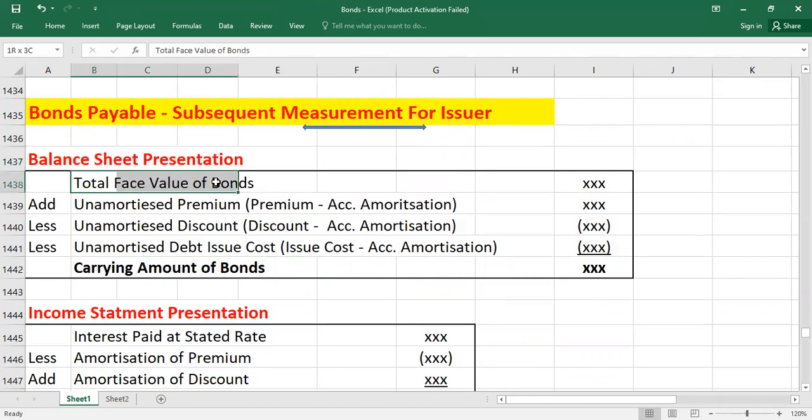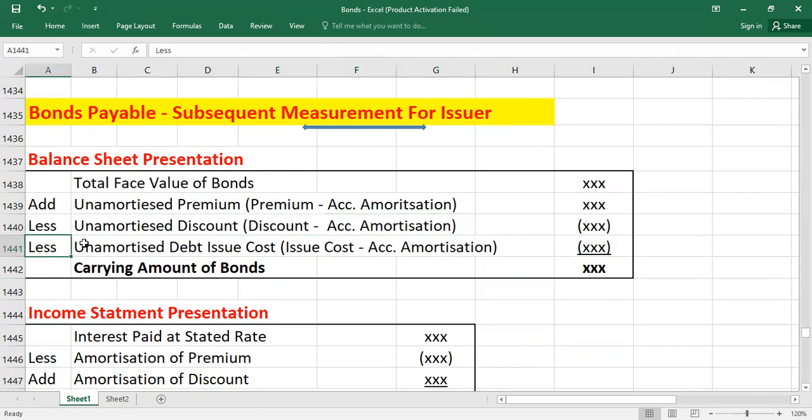We will write the total face value of bonds, add unamortized premium. Unamortized premium means the total amount of premium minus accumulated amortization, and I will show you. Okay, so this is how you will get unamortized premium, less unamortized discount. Unamortized discount means the discount which has not yet been amortized. So how can you calculate? You will take the total discount minus accumulated amortization.